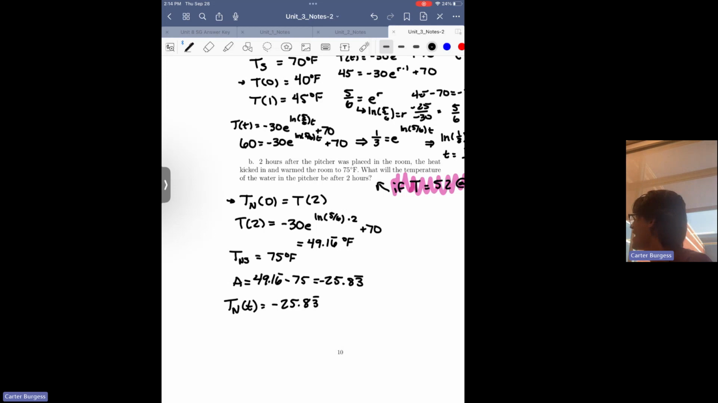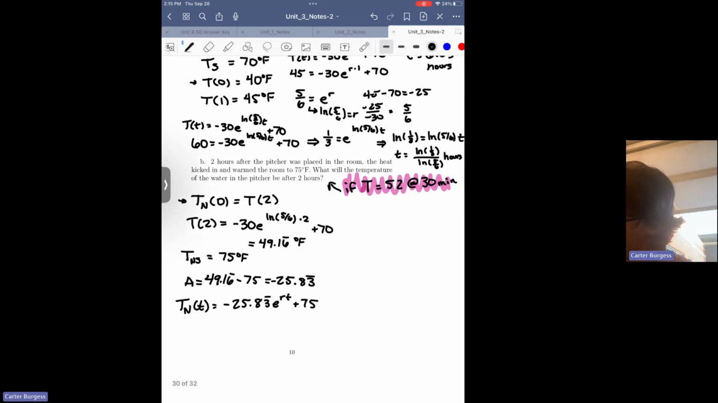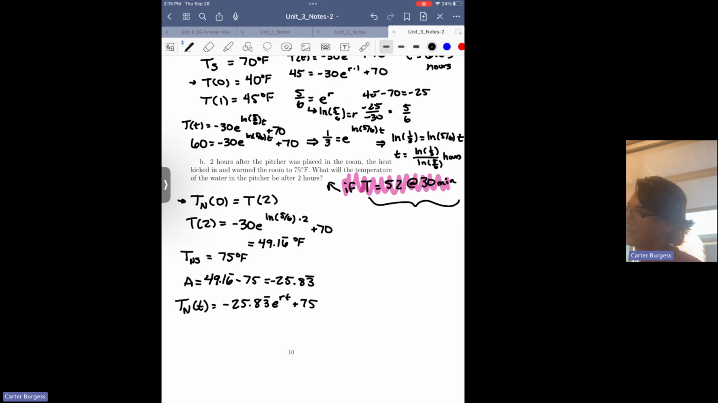I'm using NS to be the new surrounding temperature. Very good. And so we have a new value of R defined. Again, the piece of information for that right here is that after 30 minutes, T is equal to 52 degrees Fahrenheit.